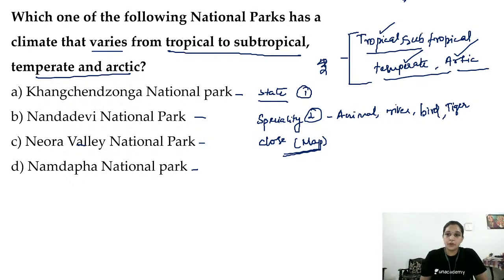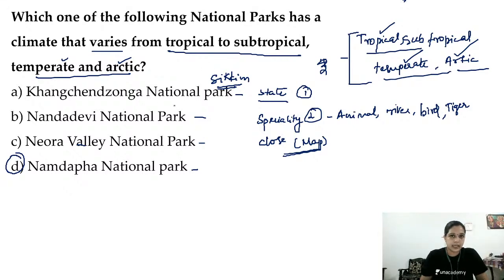Okay, so if you know that Arunachal Pradesh has tropical, subtropical, temperate, and Arctic forest, you can come to the answer as Namdapa. Here you should know, confirm. Kanchenjunga is in Sikkim. Sikkim, we know very well, is in the Himalayas only. You will have Arctic. Maybe you will have some part of temperate at the foothills, but tropical, no.